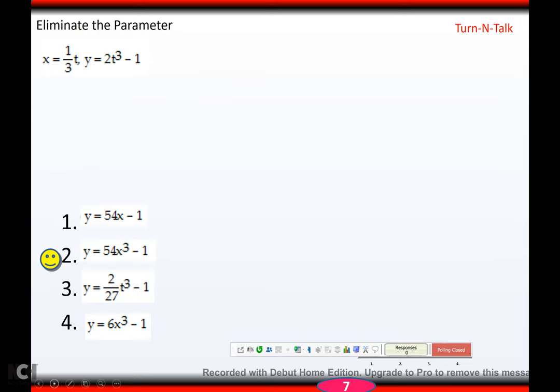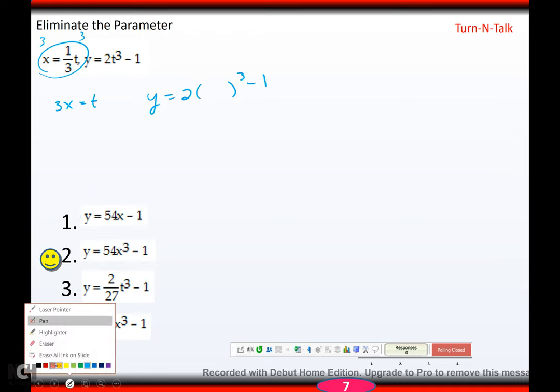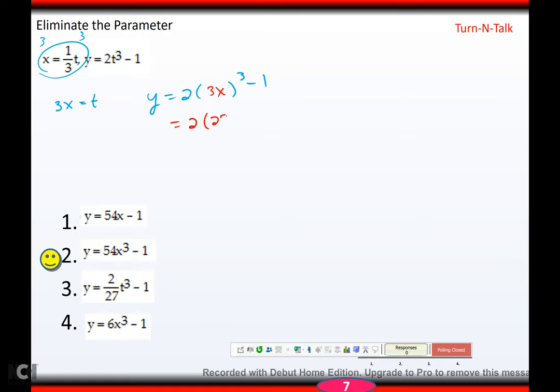And hopefully you got 54x cubed minus 1. If I get t alone here, I'm going to multiply by 3, which gives me 3x equals t. So y equals 2t cubed minus 1. I'm bringing over 3x. That's going to be 2. When you cube 3, you get 27. When you cube x, you get x cubed minus 1. And that's going to give me 53x cubed minus 1.